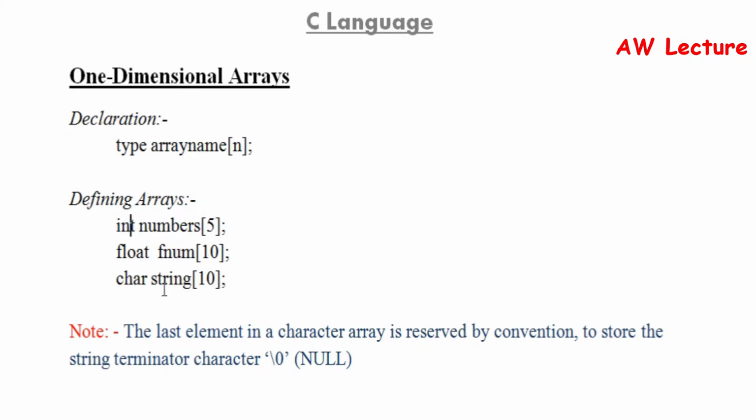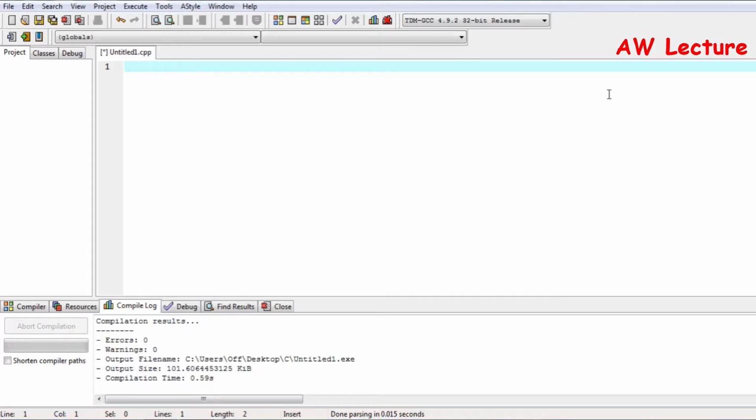But one thing you need to make sure of is that the last element in a character array is reserved for the null character. It's by convention only, so you don't have to do anything for it. Now let's discuss an example to make our concept of array clearer.